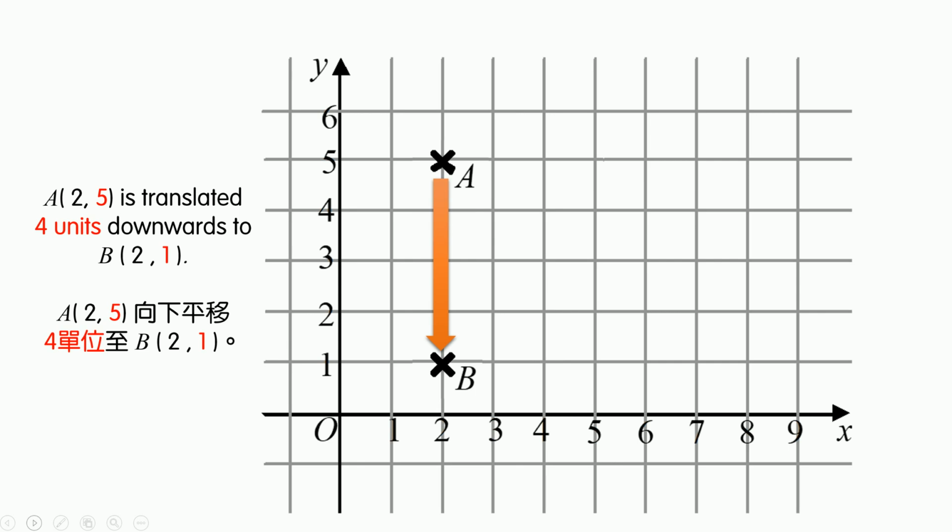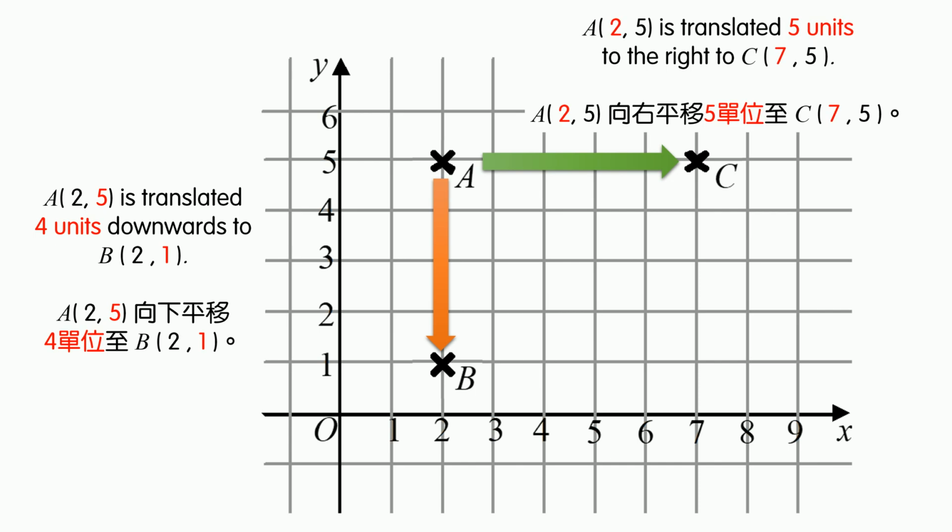Since A is moved vertically downward to B, their x coordinate doesn't change. Only the y coordinate will change. This time, if I want to move point A to point C, we will say A is translated 5 units to the right. Since this movement is horizontal, you can see only the x coordinate changes. The y coordinate remains the same.